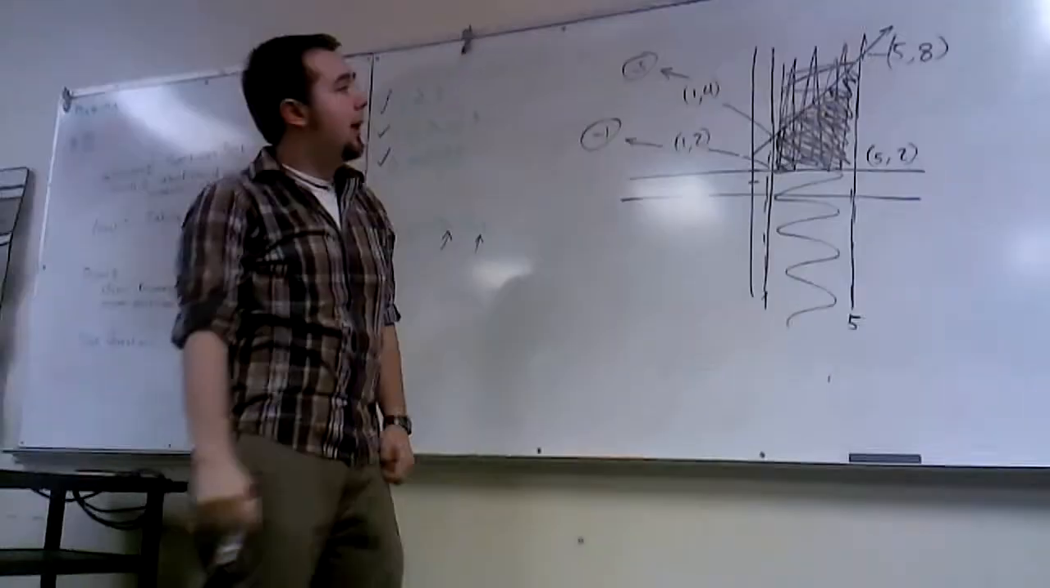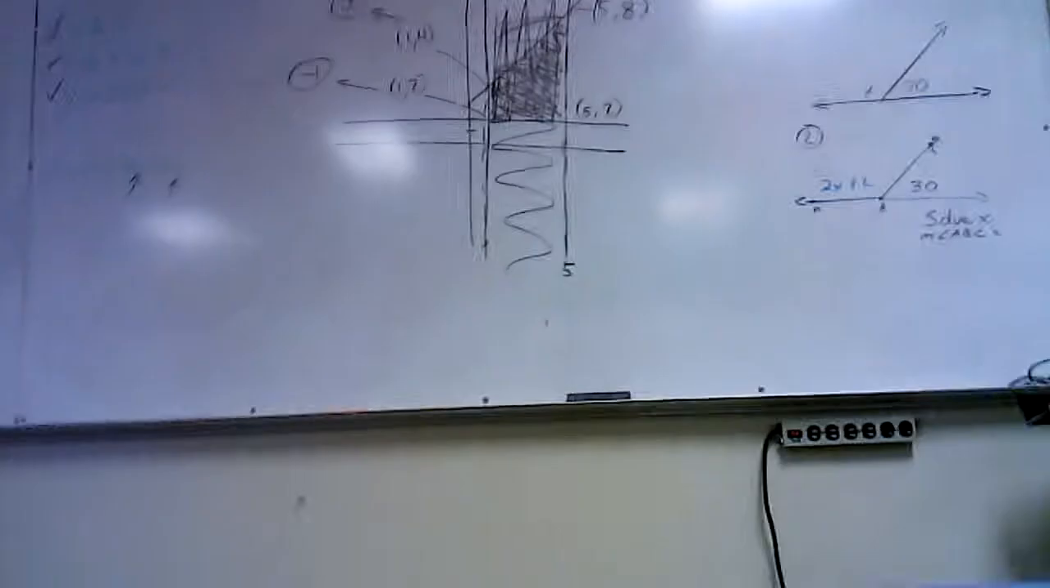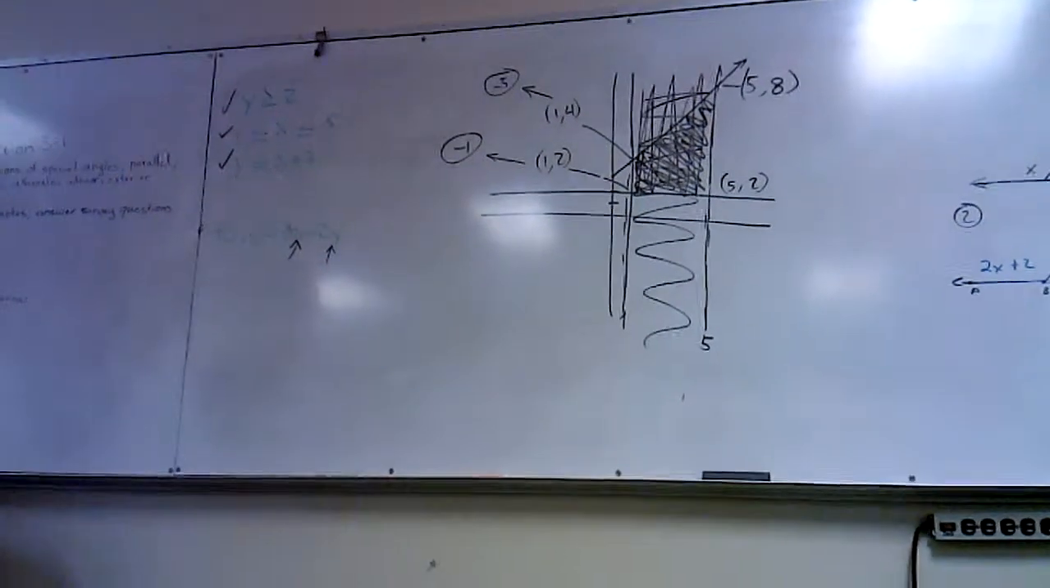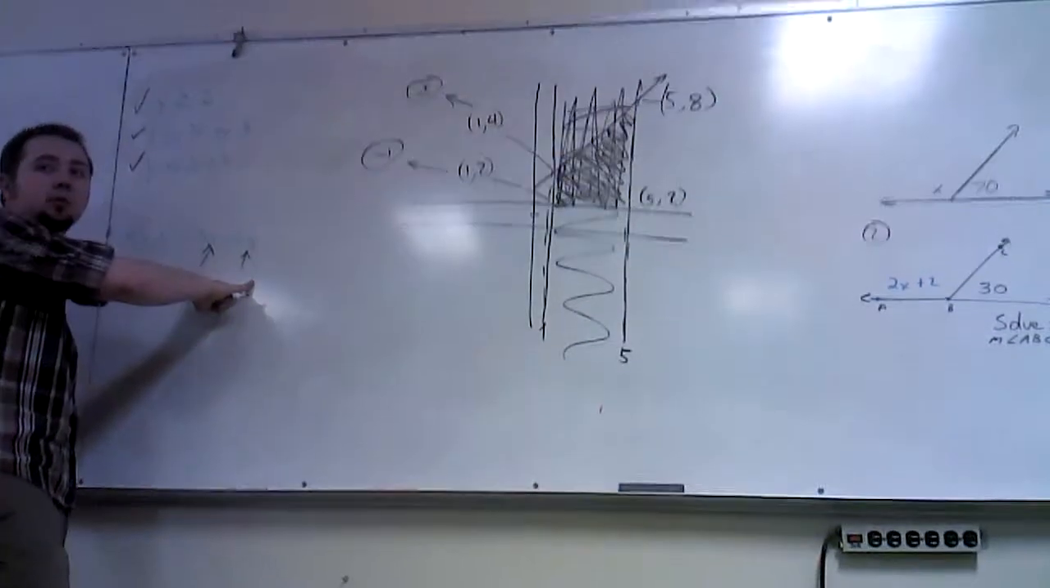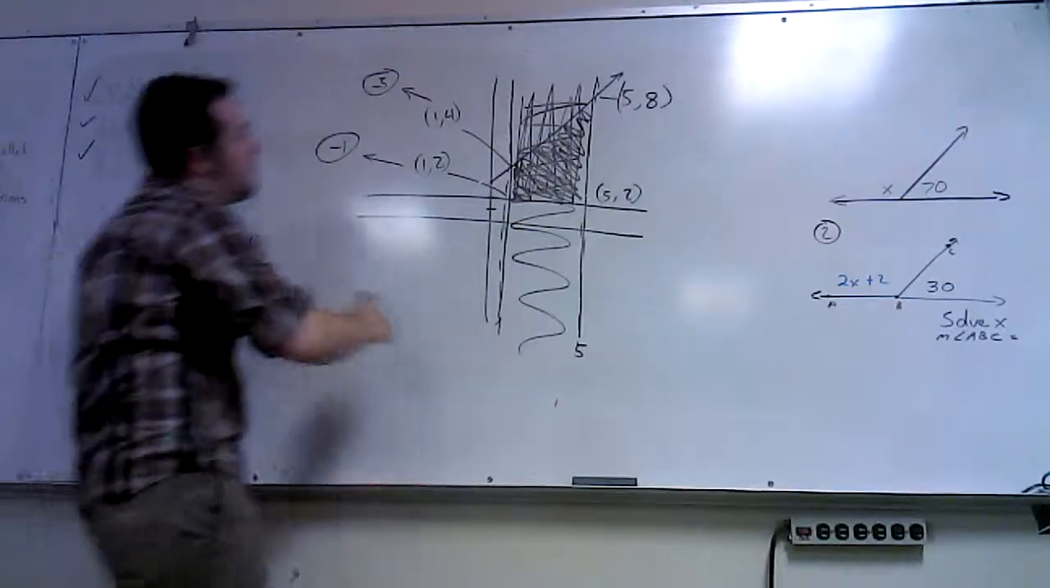Okay. How about 5 and 8? Brittany. 15 minus 16. 15 minus 16 is negative what? Negative 1.